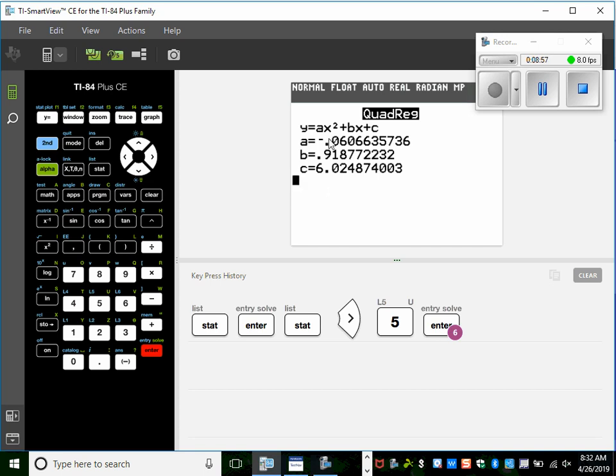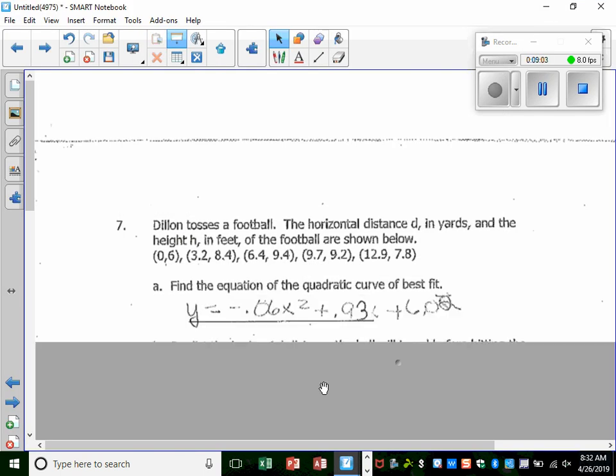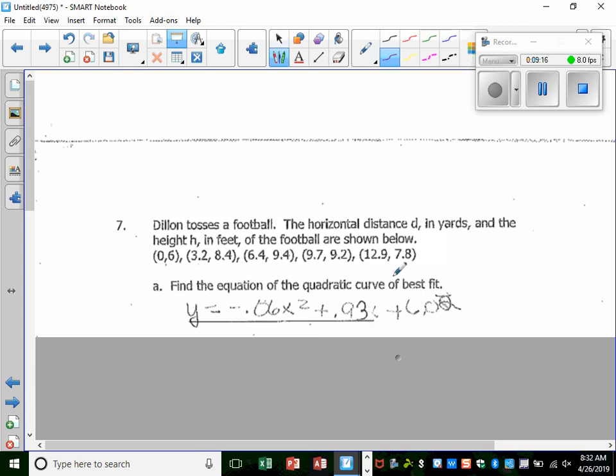All right, great. So now we're just going to write that down on our note sheet. And it basically looks like that. Okay, y equals negative 0.06x squared plus 0.92x. Well, could have been 0.90. I had 0.92. This says 0.93. Anyway, plus 6.02. All right.